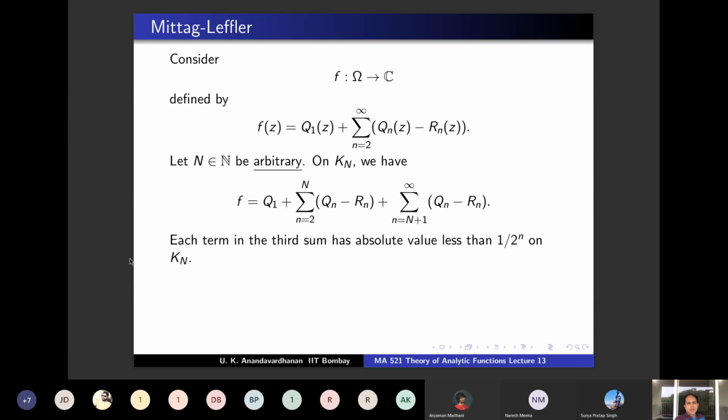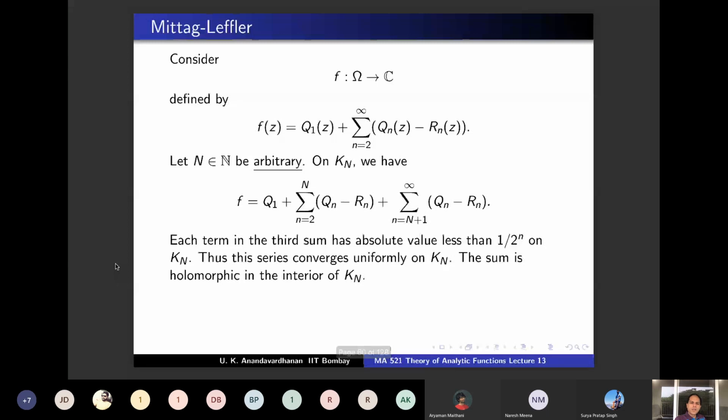Okay, and therefore you can conclude that this is uniformly convergent, right? If you have a series of functions fn and you want to say that the summation of fn is uniformly convergent, you can apply the Weierstrass test. What you need is mod fn less than some constant Mn, and the summation of Mn should be convergent. So you can take Mn to be 1 by 2 power n, the summation of 1 by 2 power n is convergent, and that's happening on Kn uniformly. So the series converges uniformly on Kn.